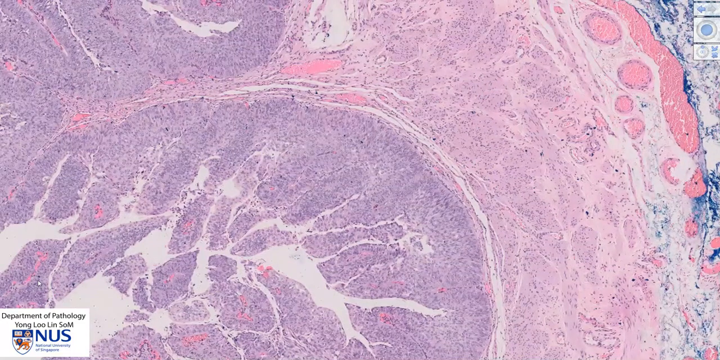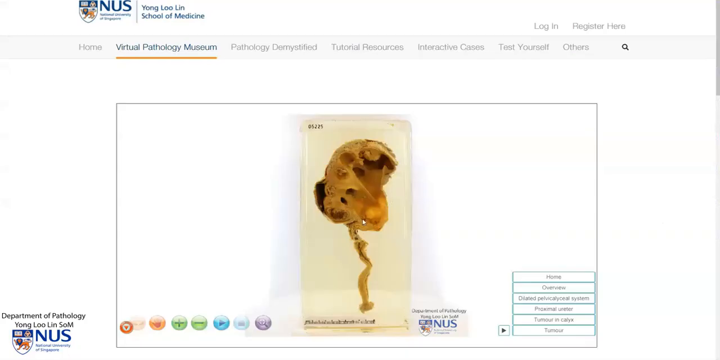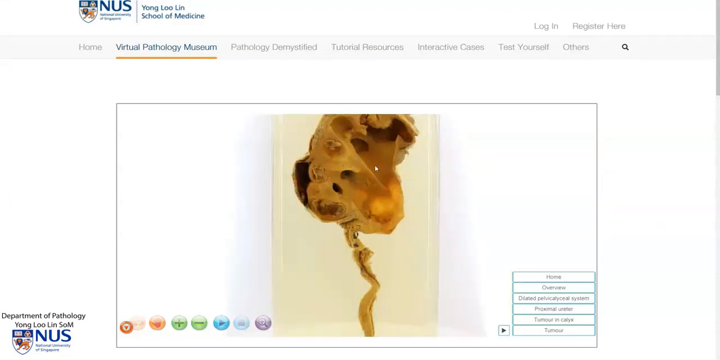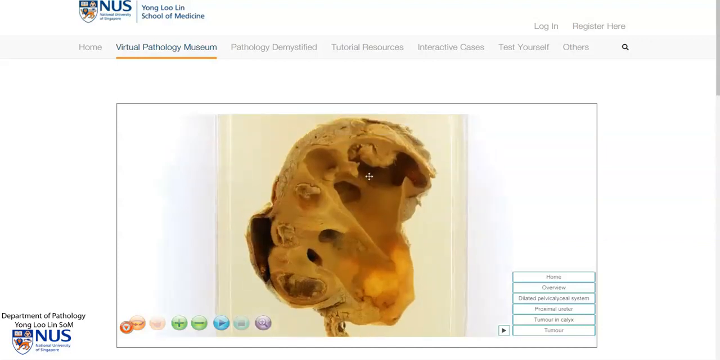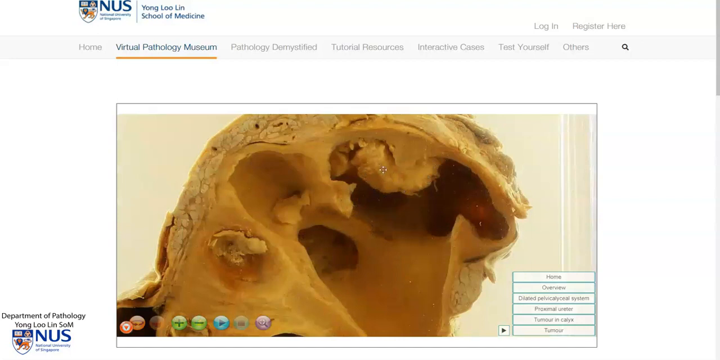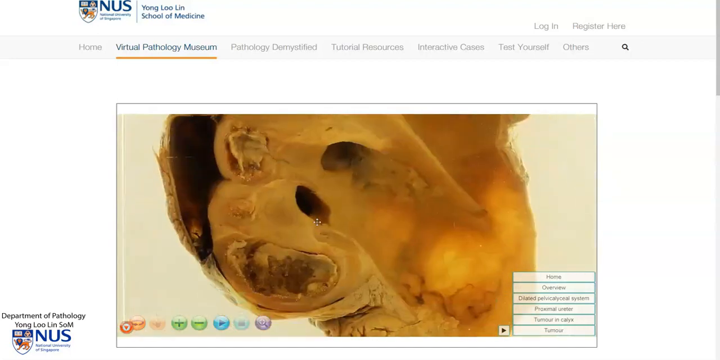Let's take a quick look at an example of the gross specimen of such a case. And here is a gross virtual pathology specimen of a kidney that has been bisected with the ureter. And this is a very abnormal kidney. You can actually see that there is dilatation of the pelvic-calyceal system. And in fact, there are a few papillary tumors that are seen within the pelvic-calyceal system.